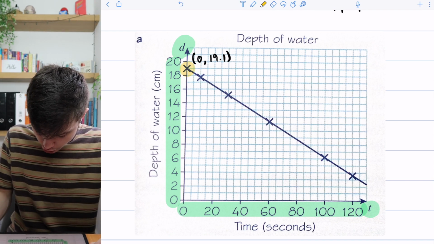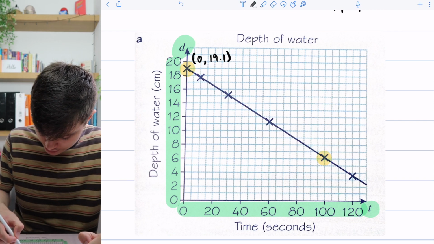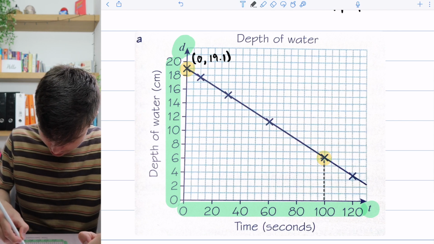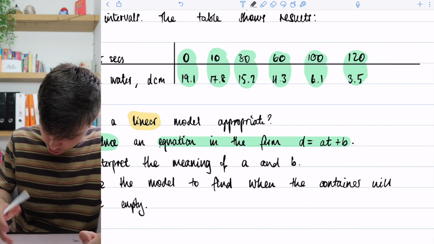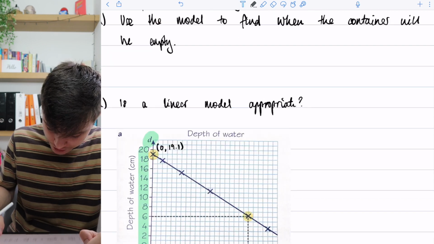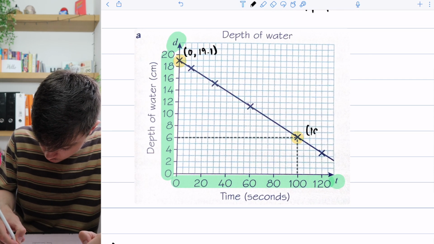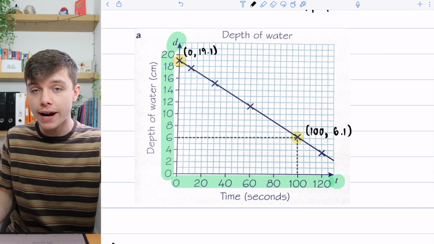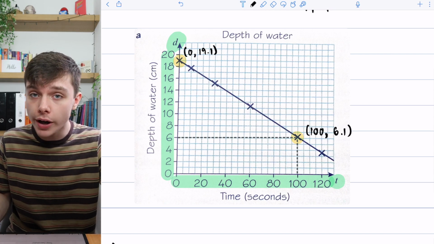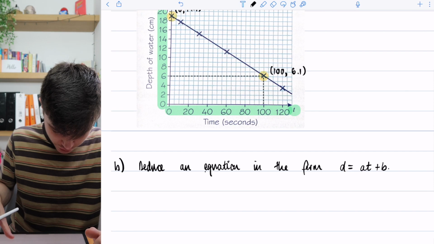And I'm also going to use this point here, and I'll draw it on, we're going down here to 100 and we're going across to about 6.1, I think, on the table, 6.1, yeah. So we've got an x-coordinate of 100 and a y-coordinate of 6.1. Those are 2 points on the straight line. We can use those 2 points to find the gradient. So let's do that first.